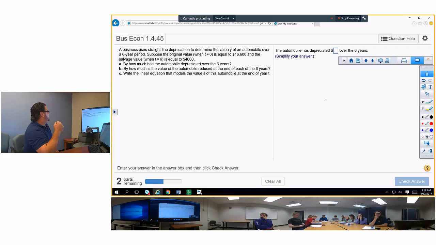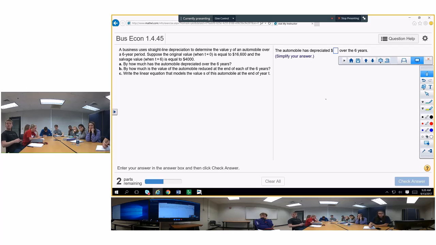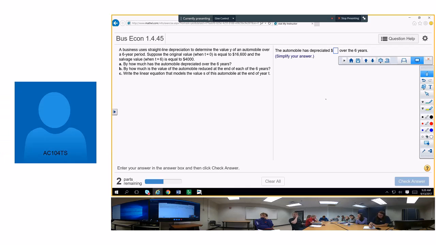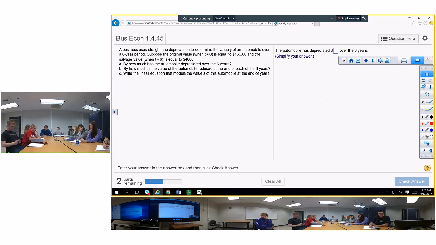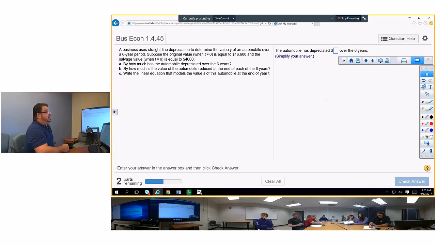Okay, so suppose the original value when t is equal to 0, that's when it's coming off the lot, is 16,600. And the salvage value after 6 years is 4,000. So how much has it depreciated? A lot. So 16,600 minus 4,000? Exactly. 16,600 minus 4,000. That's $12,600.